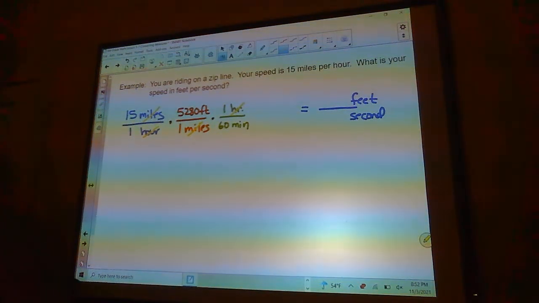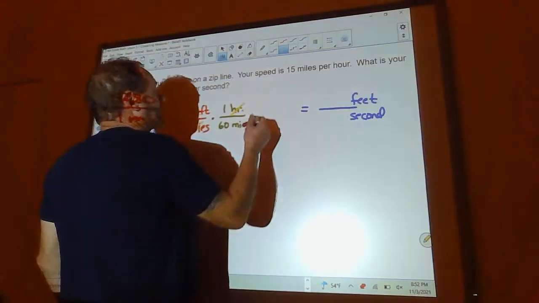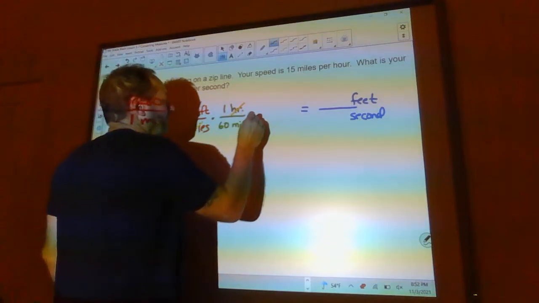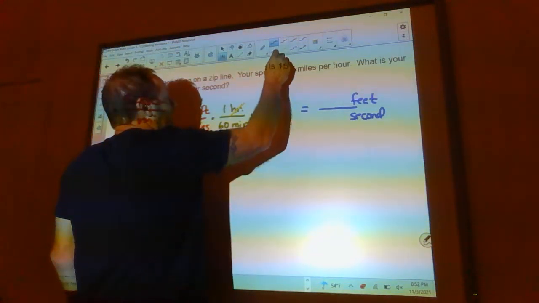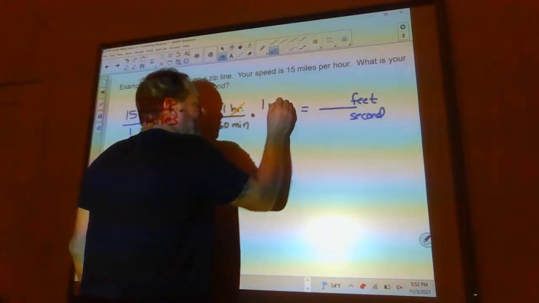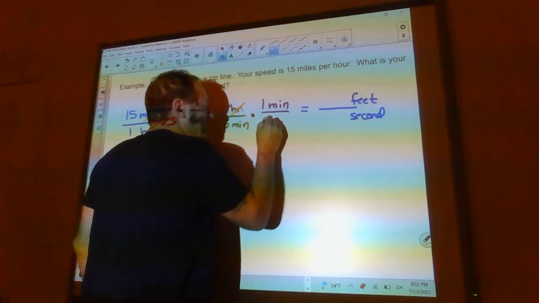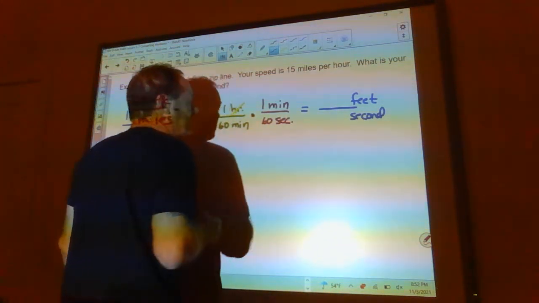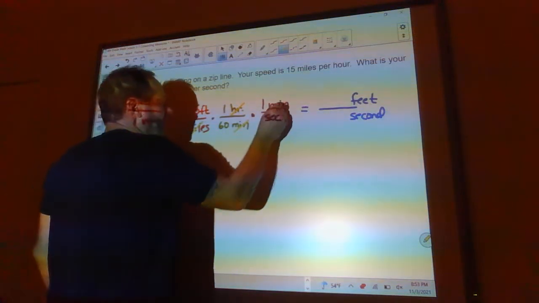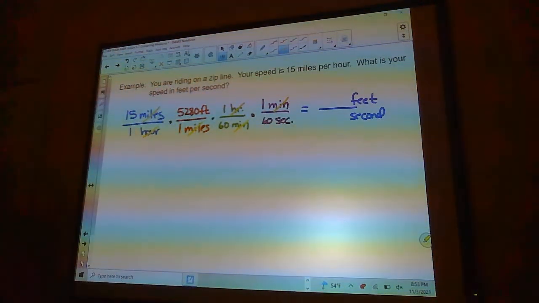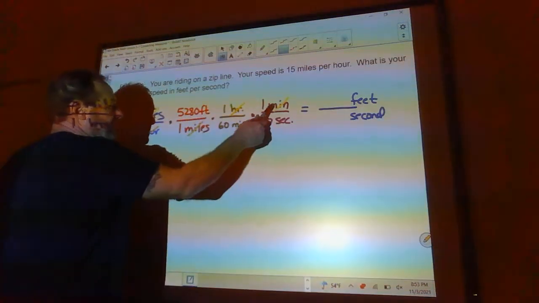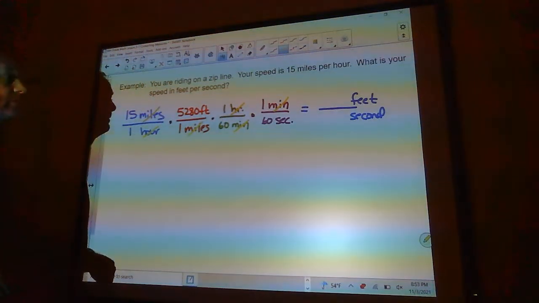Now I'm getting closer. I need to convert minutes to seconds. So here's what I'm going to do. I'm going to multiply one more time. Okay, this time I'm going to convert 1 minute is 60 seconds. Okay, so again, my minute is on the bottom. I got a minute on the top. Those are going to cancel each other out. And now my answer is going to be in feet per second because everything else canceled out.